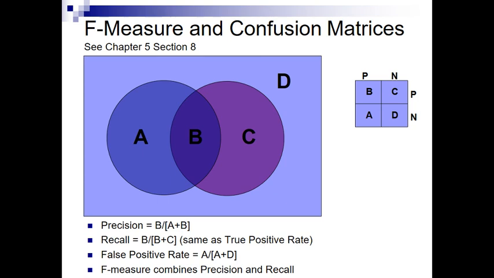Okay, so that gives you a definition of precision, recall, F measure, and also true positive rate and false positive rate. You can go to Chapter 5, Section 8 for a little bit more description of this. And we will be talking about all of the evaluation metrics in more detail in the evaluation unit.